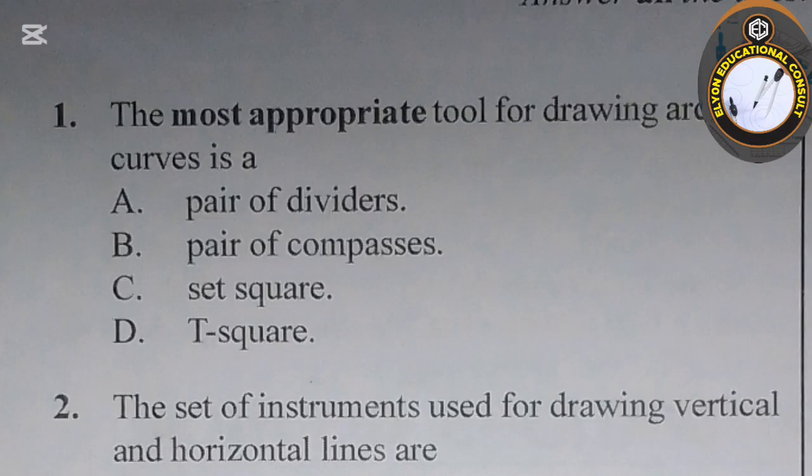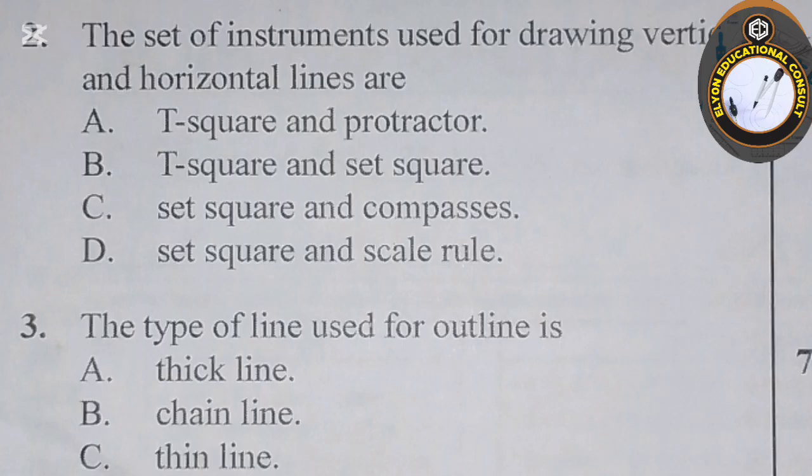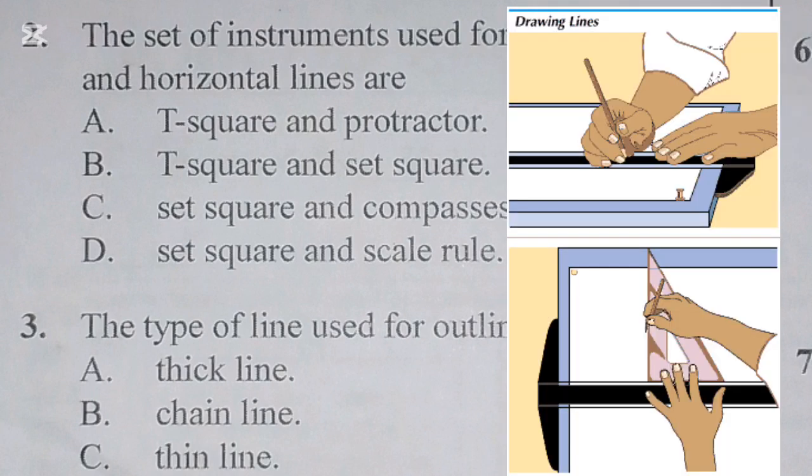Question 1 says the most appropriate tool for drawing arcs and curves is a pair of compasses. The answer here is B. We use a pair of compasses for drawing arcs and curves. Then question 2. The set of instruments used for drawing vertical and horizontal lines are T-square and set-square. The answer is B. We use T-square for drawing the horizontal line, while the set-square is used for drawing the vertical line.